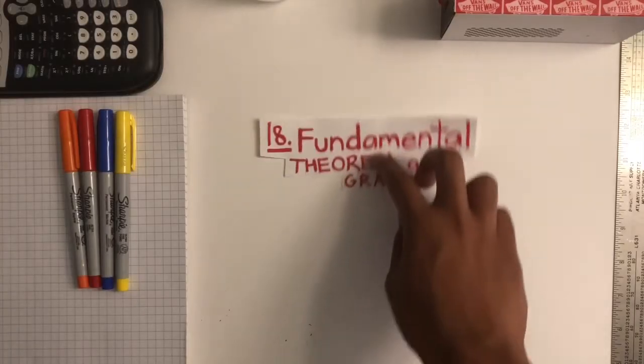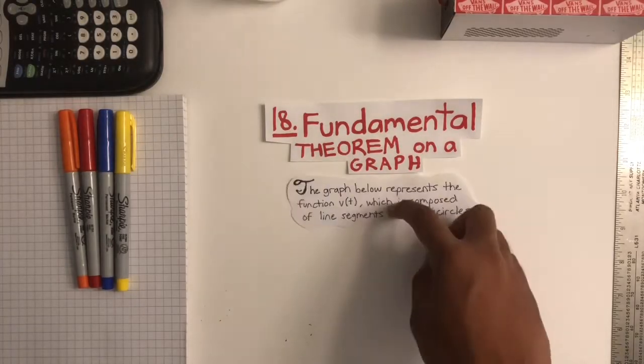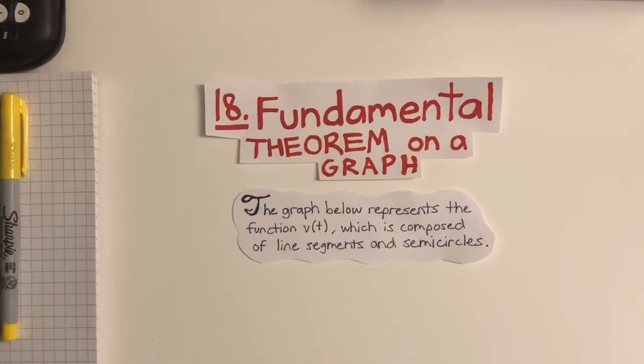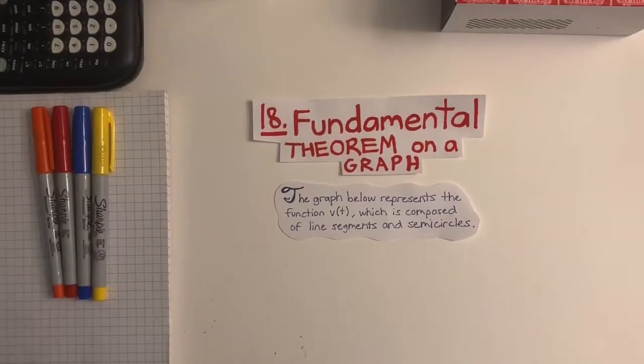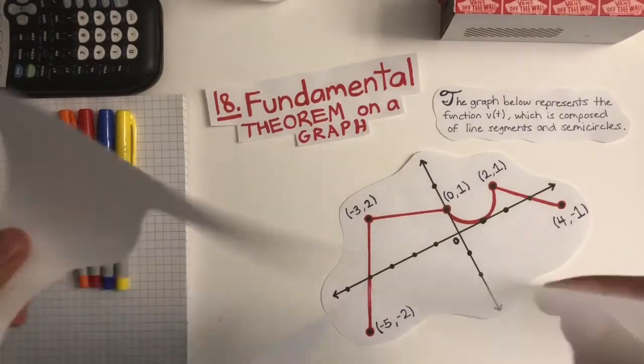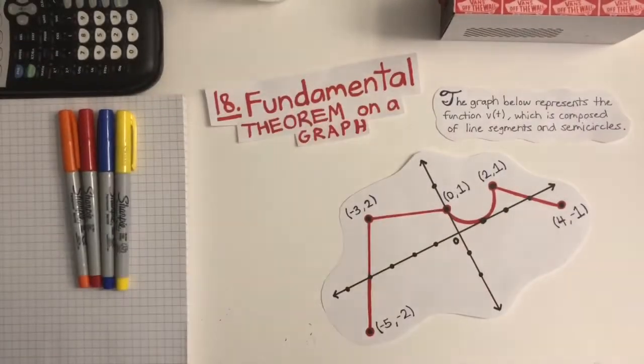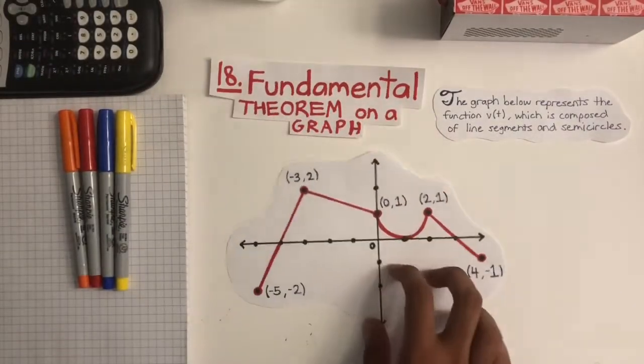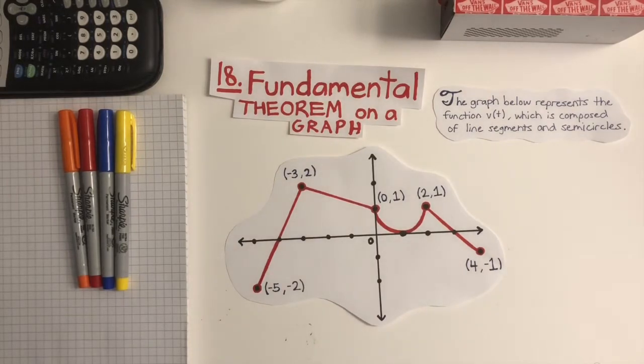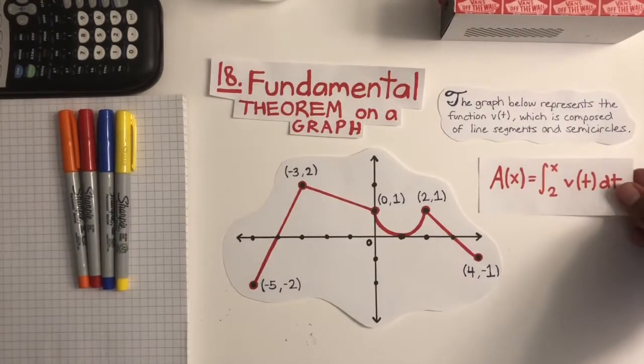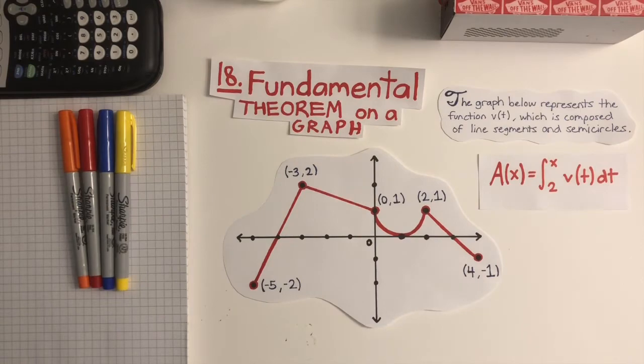Number 18, Fundamental Theorem on a Graph. The graph below shows the function v of t, which is composed of line segments and semicircles. And here's the velocity graph we are given for the problem. For this, they're asking us to find the area from bounds 2 to any sort of value on the graph.